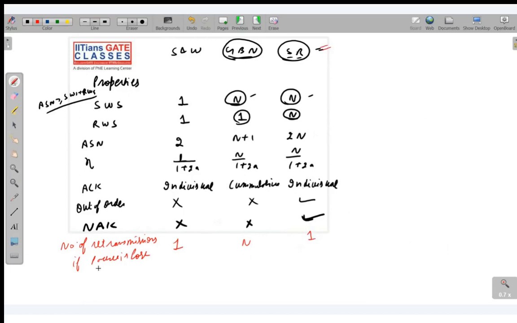So CPU requirement: here obviously it is low, here it is high. Why? Because we need sorting at the receiver side, and we need searching at the sender side. So CPU requirement is high. These are the basic differences between stop and wait, go back N and SR. This summary is very very important.